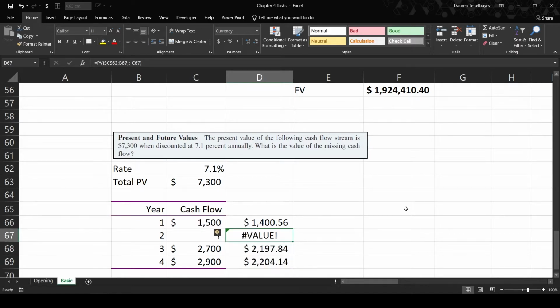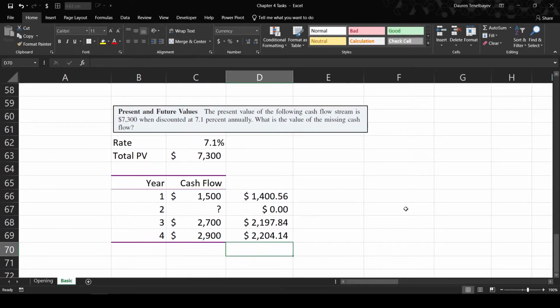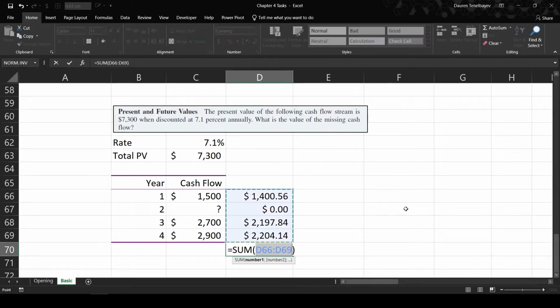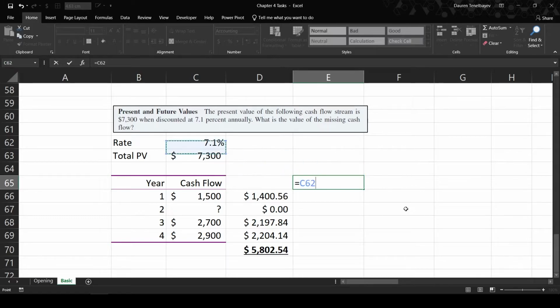Copy formula. We are missing the second year cash flow, and for now we assign the value of 0. And by clicking Alt and equal sign together, the formula of sum shows up. It's really convenient. Click Control Enter, and here we are. The total PV without the second year cash flow is this amount, 5,800. All we have to do now is subtract it from the total PV which we have calculated.